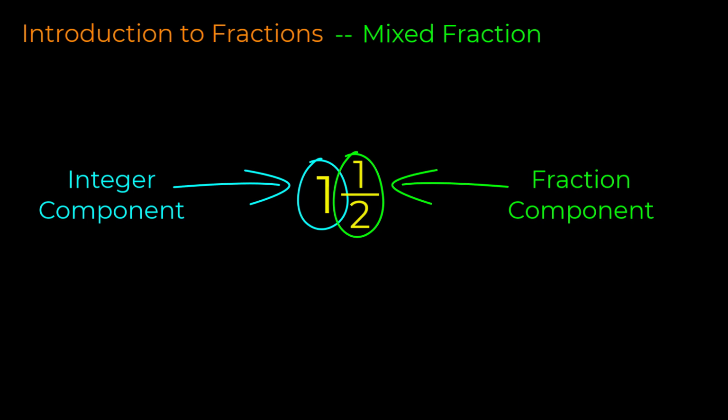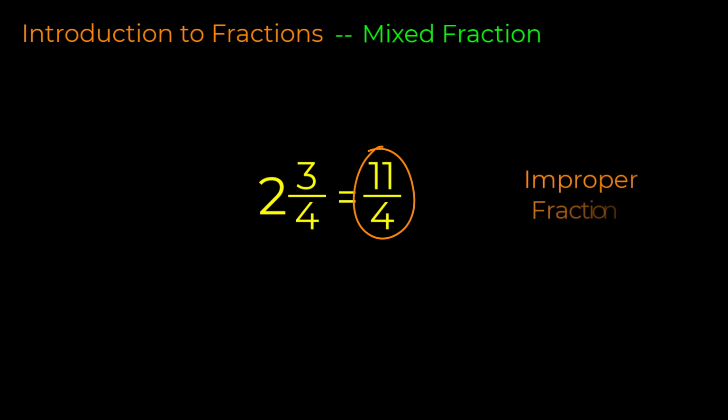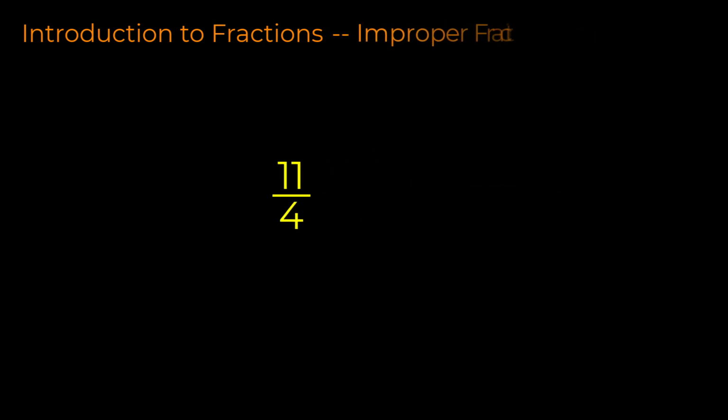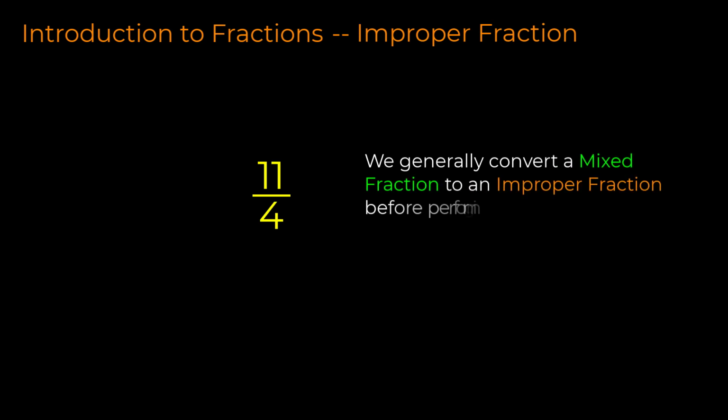Another example of a mixed fraction would be 2 3/4. This is equivalent to the fraction of 11/4. When we write a fraction in this manner, with the numerator larger than the denominator, it is called an improper fraction. I don't like the term improper fraction, since we generally have to convert a mixed fraction to an improper fraction before we perform any operation with it. So I'm not sure why a fraction with the numerator greater than the denominator is considered to be improper.